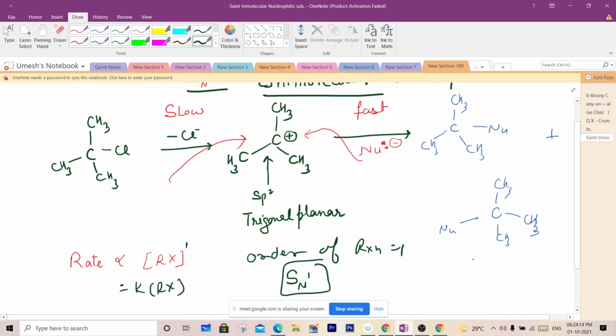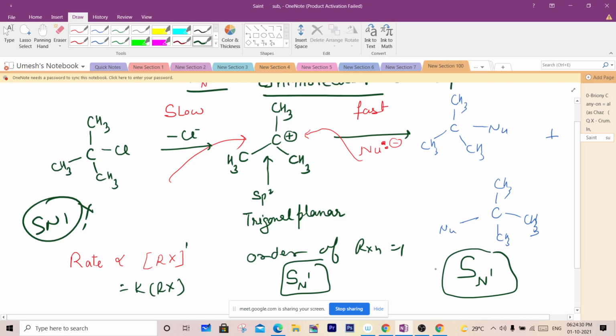While writing SN1, you must be very careful. Don't write it as SN1 with the 1 in the wrong place, that will be wrong. The right representation is: in the subscript of the S write N, and in the superscript of N write 1.